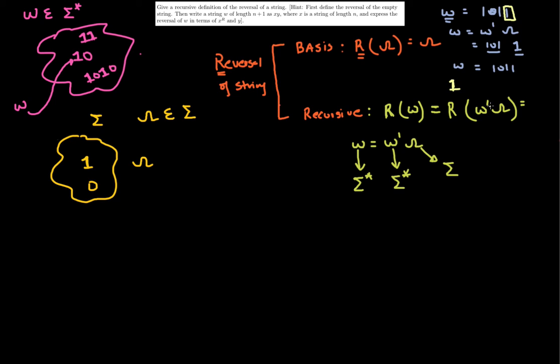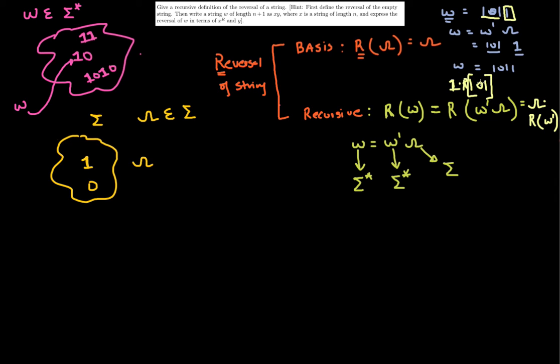So the reversal of w prime followed by omega is going to be equal to omega concatenated with the reversal of w prime. Okay, so I take this 1, which is over here. Now what's remaining is 101, but I cannot concatenate 1 with 101. That is incorrect. What I want to concatenate is with the reversal of 101.